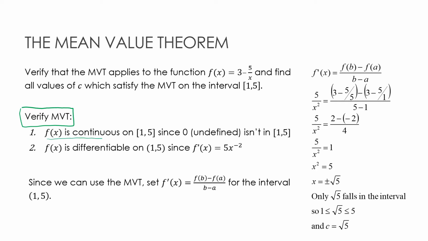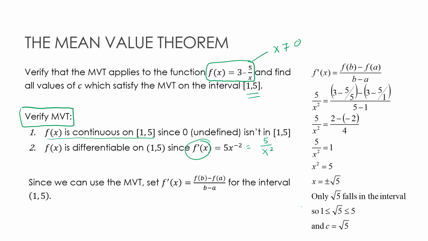f of x is continuous on 1 to 5. So if I'm looking at this function, you might be thinking, hold up, that's not a continuous function, and you're right. We know that x cannot equal 0, otherwise it's not continuous. But because I'm looking at the interval from 1 to 5, we're okay. So it is both continuous and differentiable over that interval. Notice that the derivative of this is 5x to the negative 2, or 5 over x squared, so that's going to be my derivative, f prime of x.